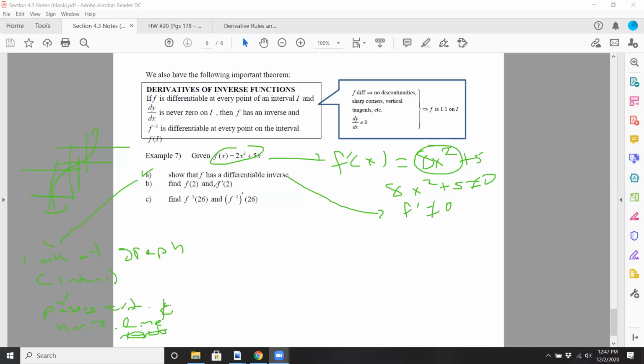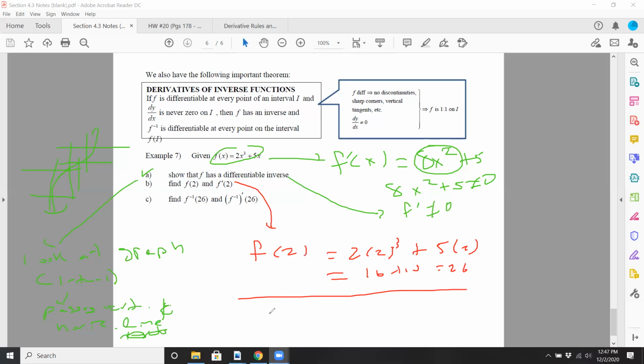For part B, I'll do that in red. f of 2, that's super easy. That's just 2 times 2 cubed plus 5 times 2. See, it's 16 plus 10, that's 26. Easy peasy, right? So f prime of 2, well, f prime of x, that's easy also. That's just going to be 6x squared plus 5. So f prime of 2 is 29. Great.